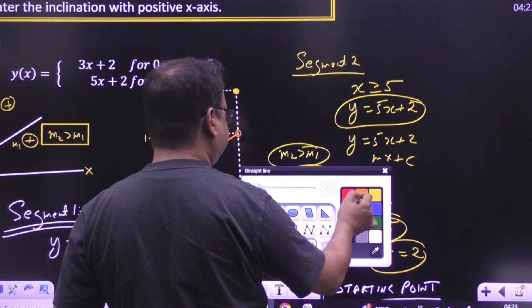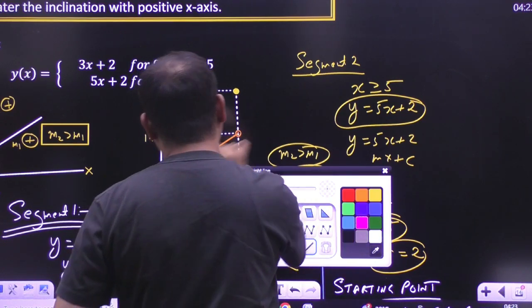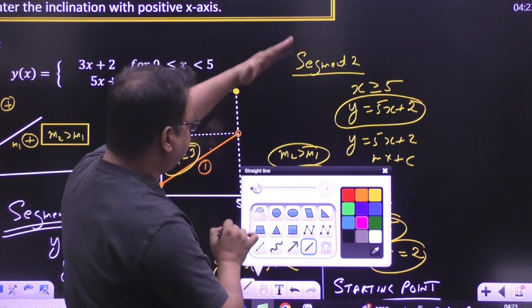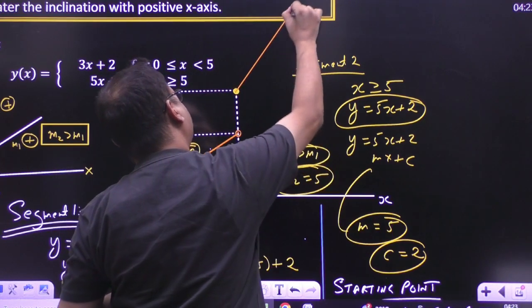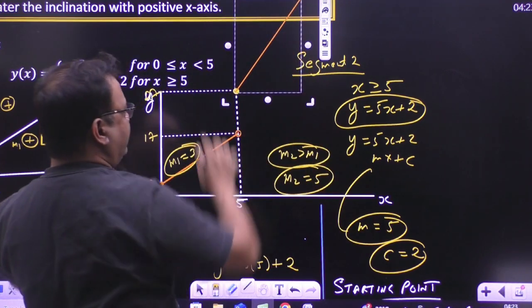So when you are making the second graph, it won't be parallel to the first graph. If this is the first graph, it won't go like this. It will be inclined more. Correct? It would be something like this. And of course, it will be going till infinity.